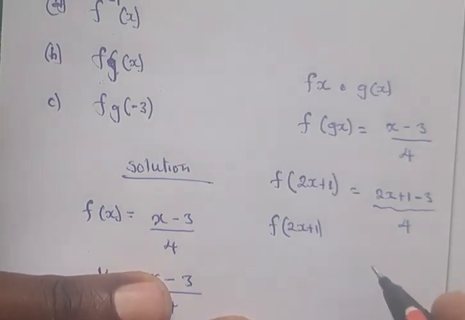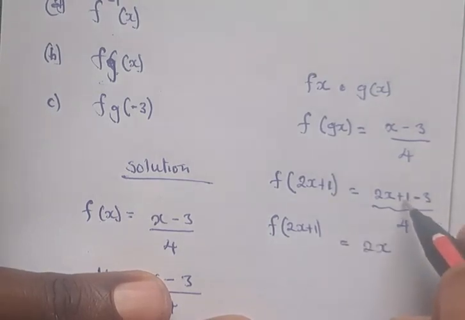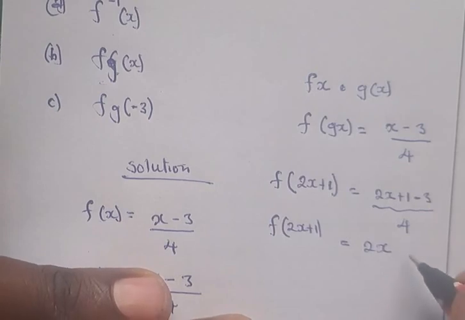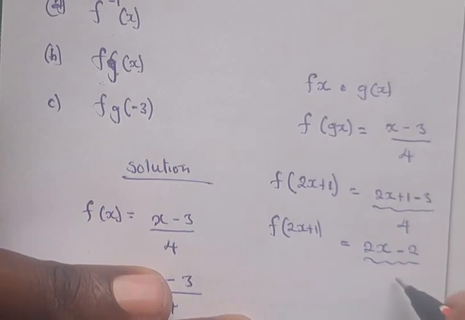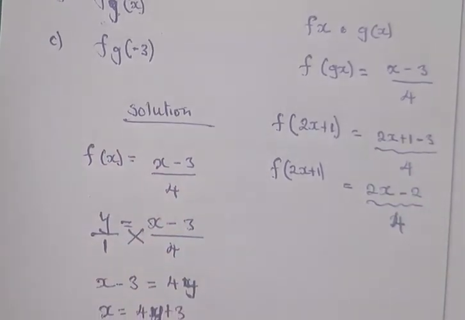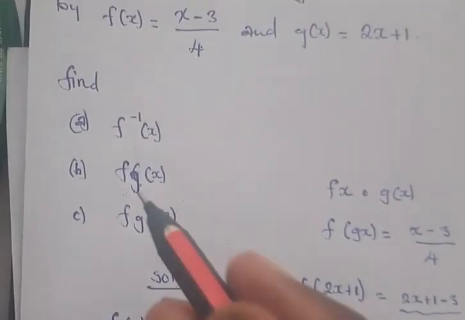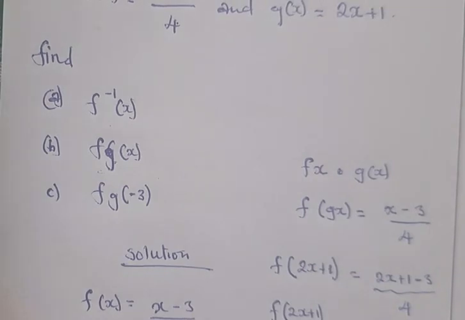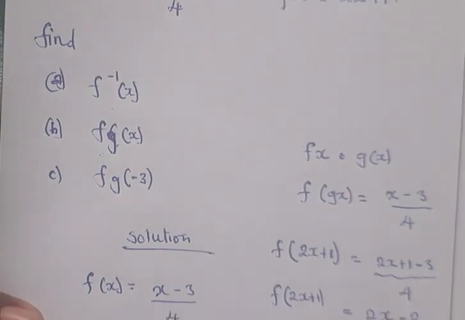Okay, we have this part now. So what do we do? It is equal to 2x plus 1 minus 3, that will be negative 2, over 4. And at this time I would just bring the original, how it was, like here. So we're saying finally the function g of x is equal to 2x minus 2 over 4.